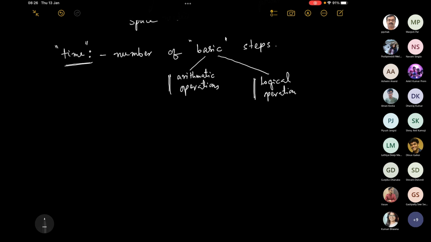Now here also there is some unhappiness. Can someone give a criticism about, okay, time is not also the number of basic steps. Can someone criticize this step?